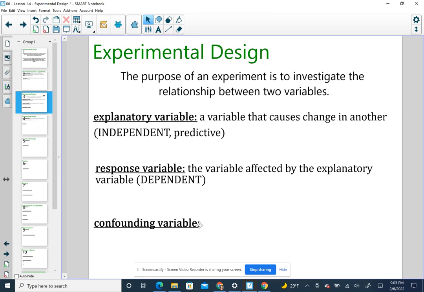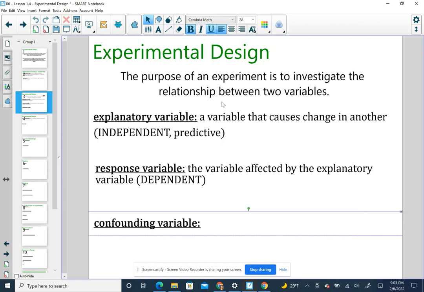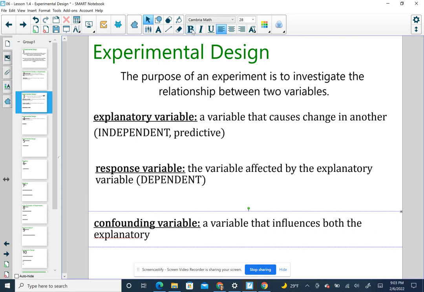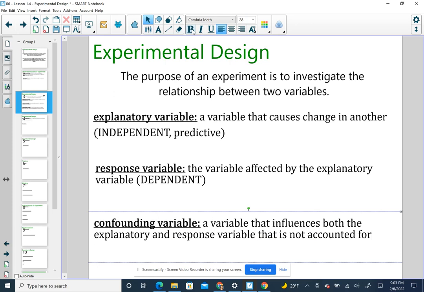My third one here, confounding variable. This would be a variable that influences both the explanatory and response variable that is not accounted for. So these would just be some extra variables that come up during the experiment that we didn't really intend to.